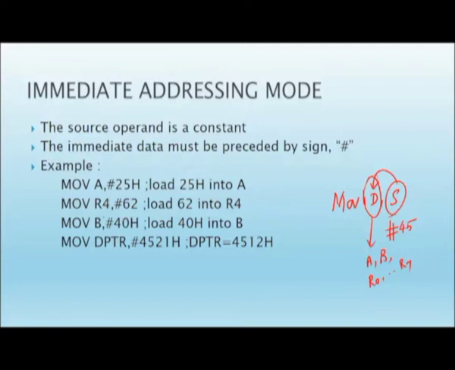Here some value 40 is loaded in the B register. The fourth example is an interesting one. Here we are dealing with 16-bit data. In the 8051 only one 16-bit register is available for general purpose, and for 16-bit data we have the DPTR. In the DPTR we have two 8-bit registers, DPL and DPH, for the lower byte and the higher byte. After initializing, the value 21 is loaded in the DPL and 45 is loaded in the DPH. This way two 8-bit values are loaded in the 16-bit register. This is the immediate addressing mode.